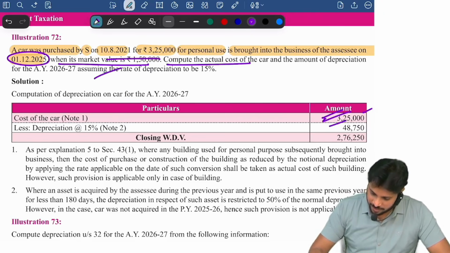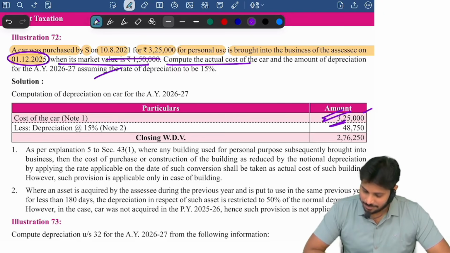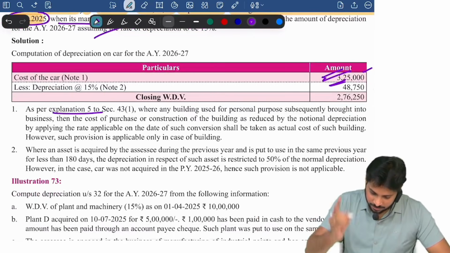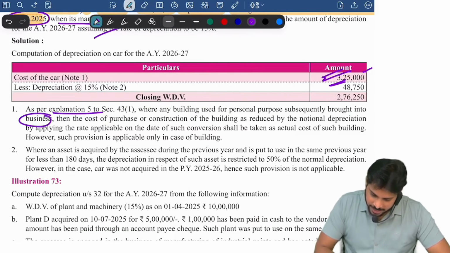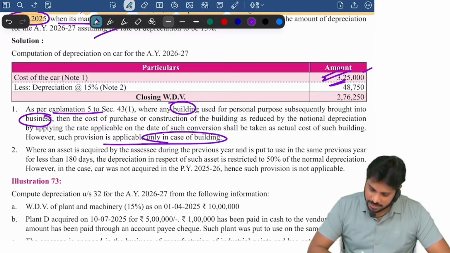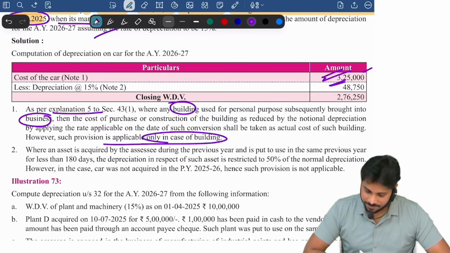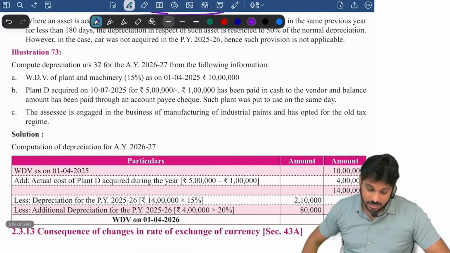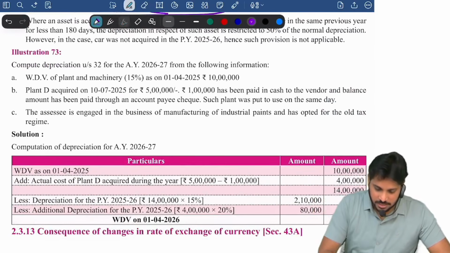Amount of depreciation, 15% over. Are you clear? Explanation 5 is applicable only for buildings. It is not applicable for a car. That's it. Understood? Next, question 73.